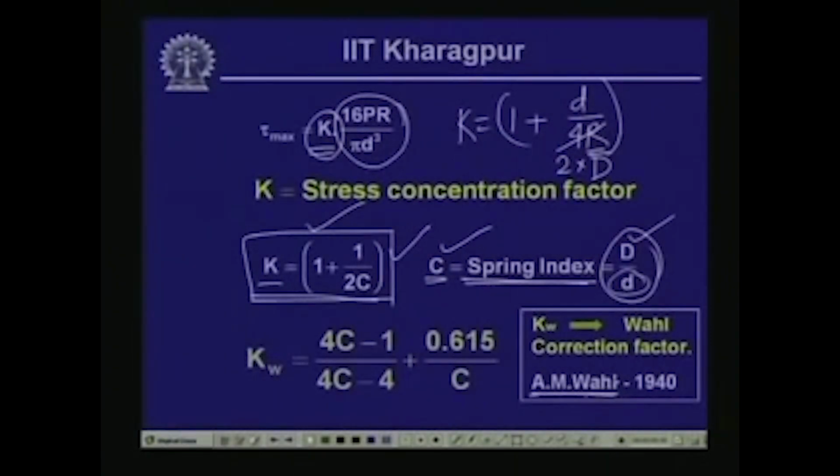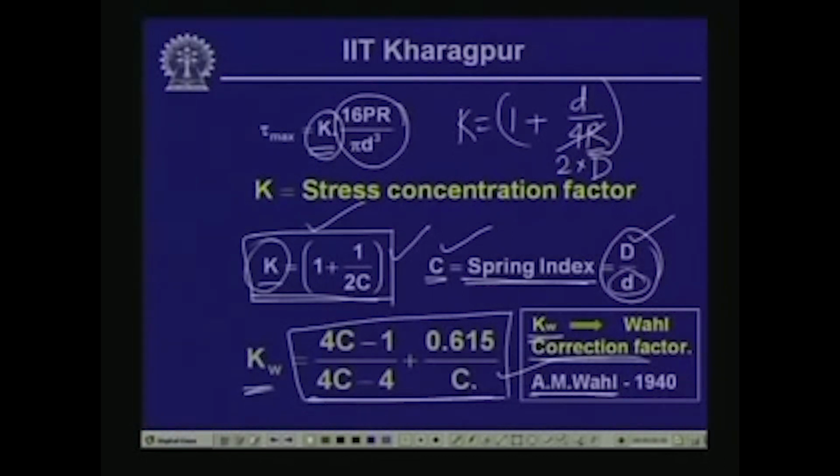M. Wahl had proposed the modification of this factor, which we call the Wahl correction factor Kw, and Kw is given by this expression. Now, when we need to evaluate the stresses precisely, we use this Wahl correction factor Kw instead of K, which is (4C minus 1) by (4C minus 4) plus 0.615 by C.